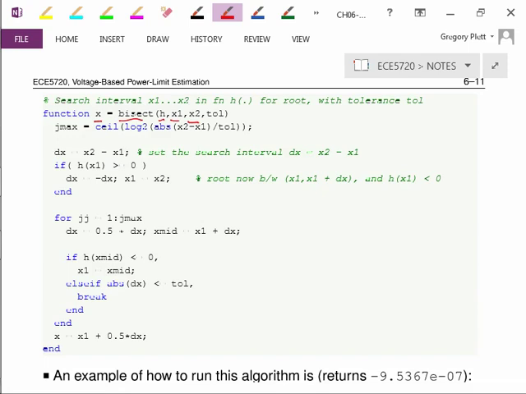I want to be closer to the root than TOL. We start out by pre-computing the number of iterations at most that we will have to do of the bisection algorithm.